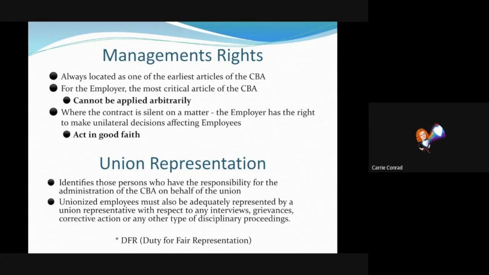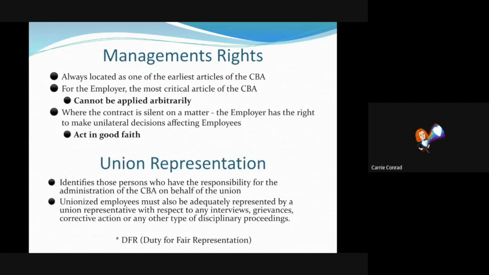Where the collective agreement is silent on a matter, the employer has the right to make that unilateral decision affecting the employees. But again, those decisions must be made in good faith, and we do not apply them arbitrarily.